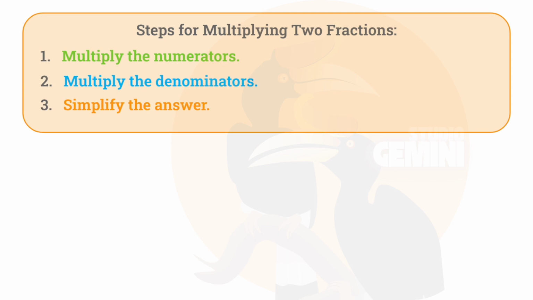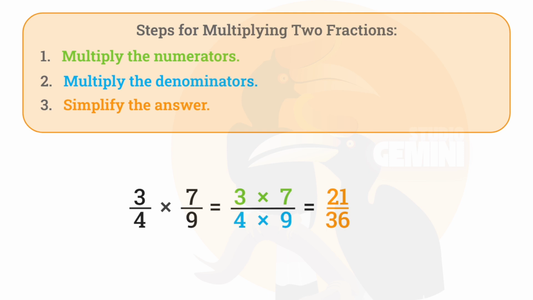Let's practice one together. 3/4 times 7/9. Begin by multiplying the numerators. 3 times 7 equals 21. Now multiply the denominators. 4 times 9 equals 36. Finally, simplify the product, 21/36. A common factor of 21 and 36 is 3, so divide both the numerator and denominator by 3, and you get 7/12. You're doing great so far.